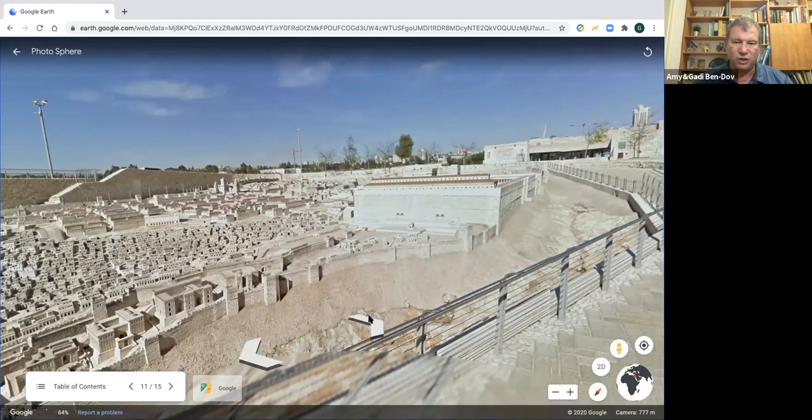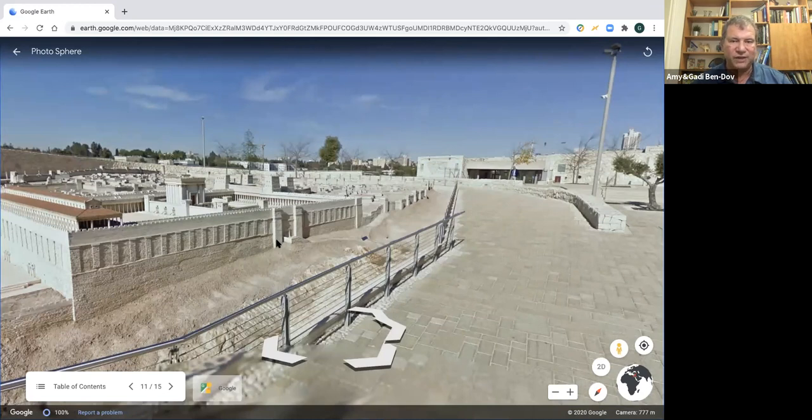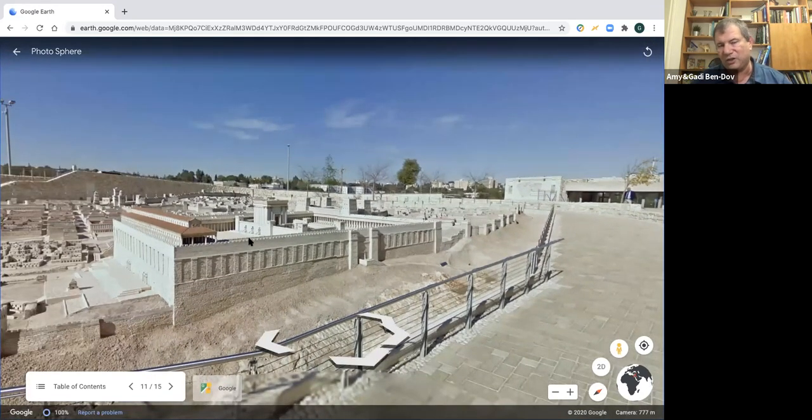Actually, I wanted to show you. He builds a very cool temple. Here's a model of it. We're going to look at it from different angles in different places now. But he rebuilds the temple.